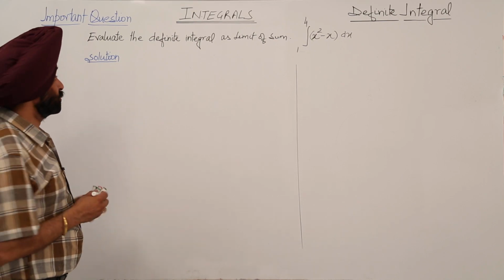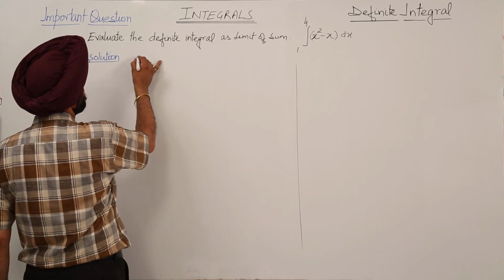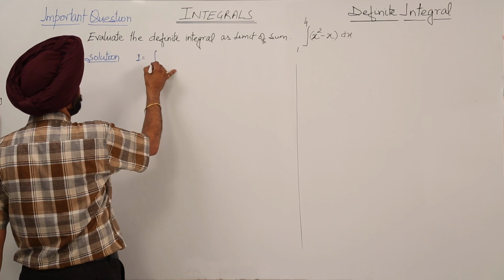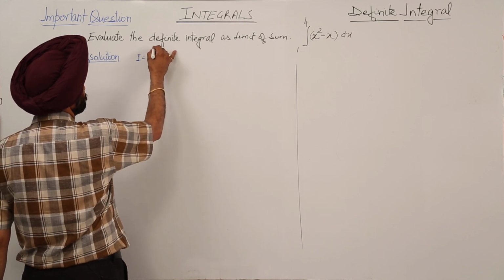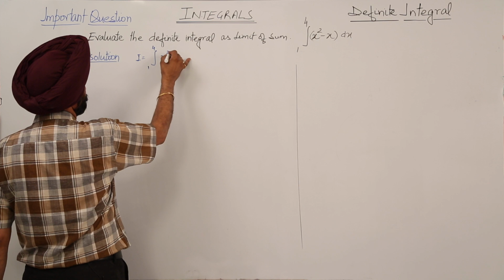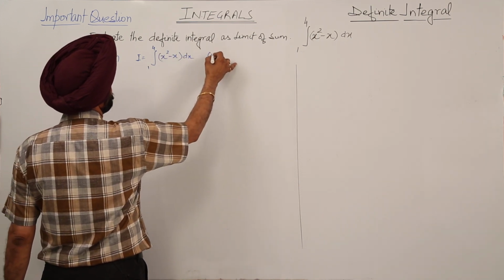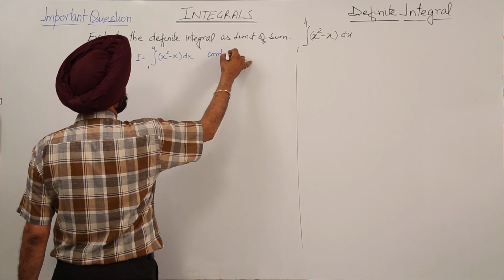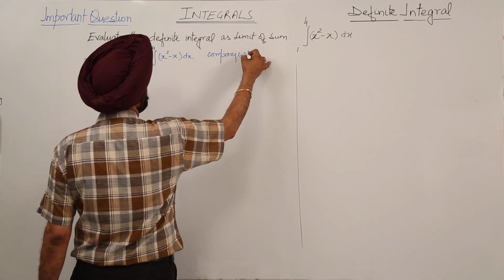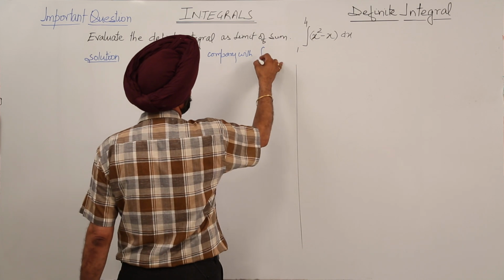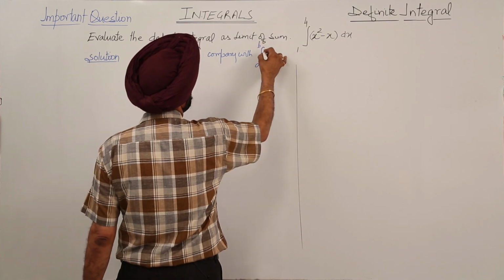Going for the important questions now. Now the question is the integral from 1 to 4 of x square minus x dx. Now comparing with the integral from a to b of f(x) dx.